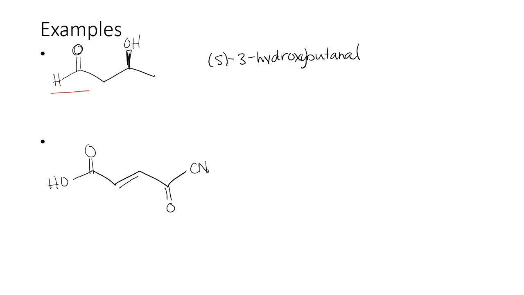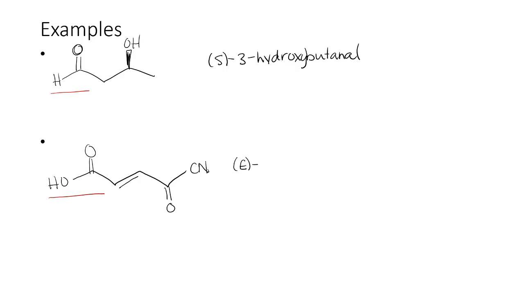For our second example, the highest priority functional group is the carboxylic acid, so that is going to dictate our suffix. The other groups will all become substituents for us. So the full name for this is going to be E-4-cyano-4-oxo-but-2-enoic acid.